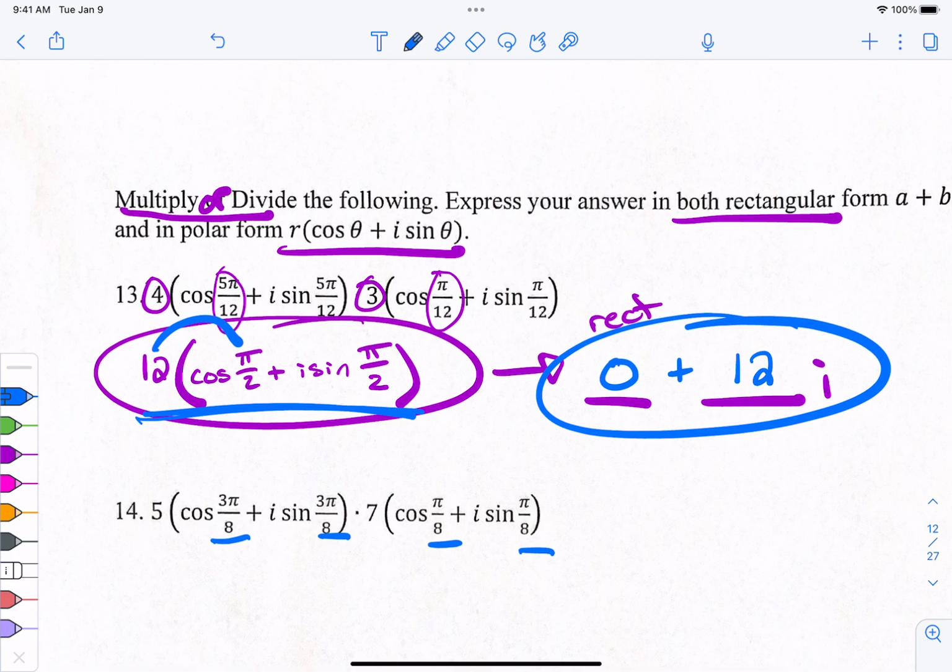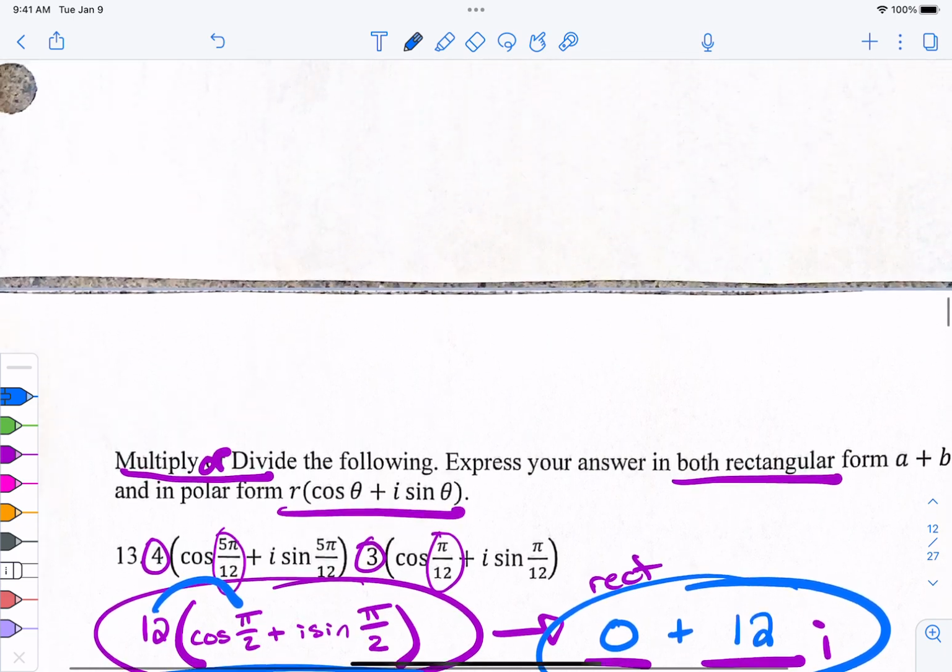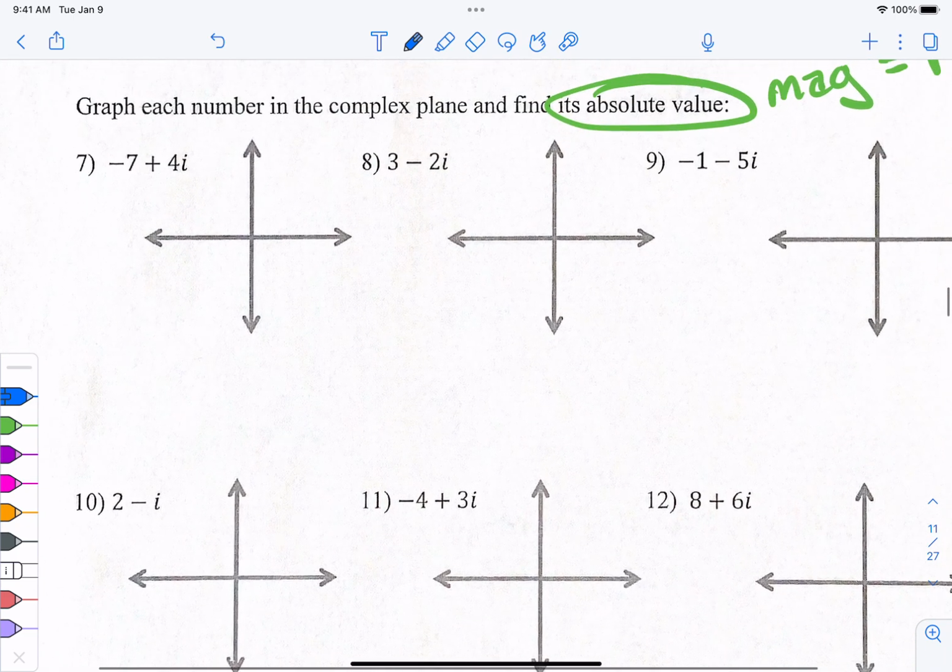Multiplying, dividing. It's really not that terribly hard, right? Okay? There you go. That's all I have.